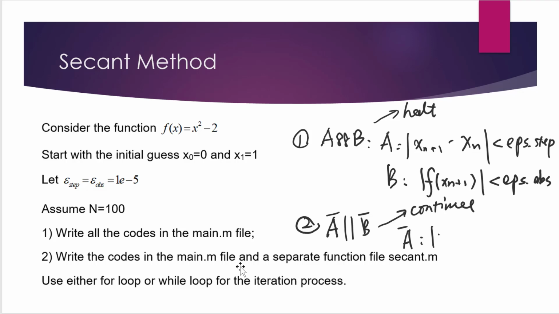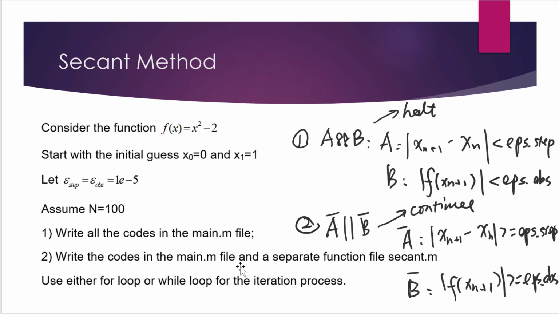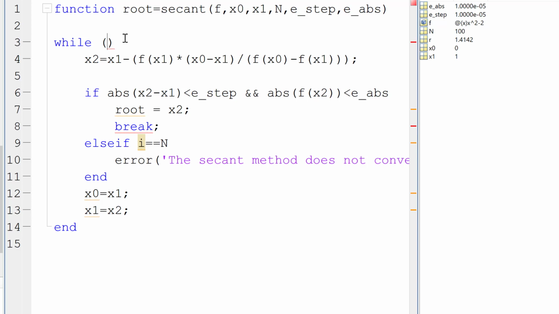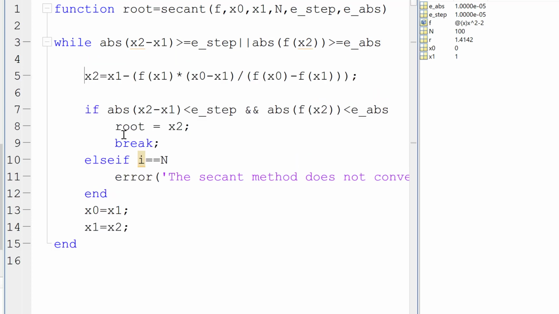So A opposite will be the absolute value of xn plus 1 minus xn larger than or equal to epsilon step. And the B opposite will be the absolute value of f of xn plus 1 larger than or equal to epsilon abs. Okay, and let's put this condition into the while loop. So it should be abs of x2 minus x1 larger than or equal to epsilon step, or the absolute value of f of x2 larger than or equal to epsilon abs. Okay, if this is satisfied, then we continue the iteration process. So we update the approximation of the root based on the previous two initial guesses.